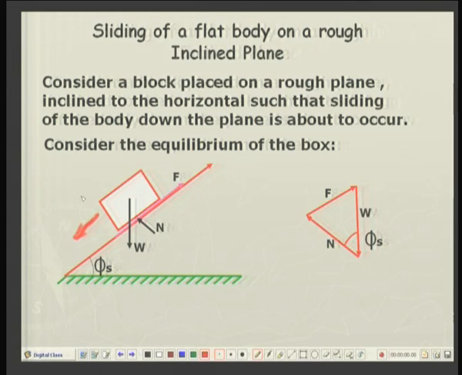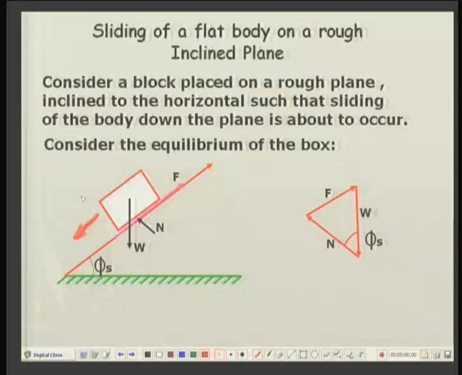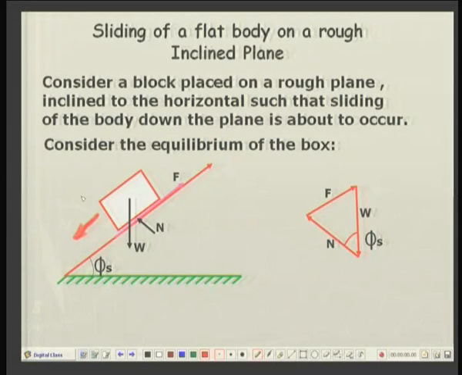onto the surface. Okay. So, at that stage, when it is just about to slip down or slide down, the angle of inclination is phi s. Let us examine, just before that state is reached, the state of equilibrium of the box, that is, the block or box has not yet started to slide down, but it is about to, that is the state of impending slip.